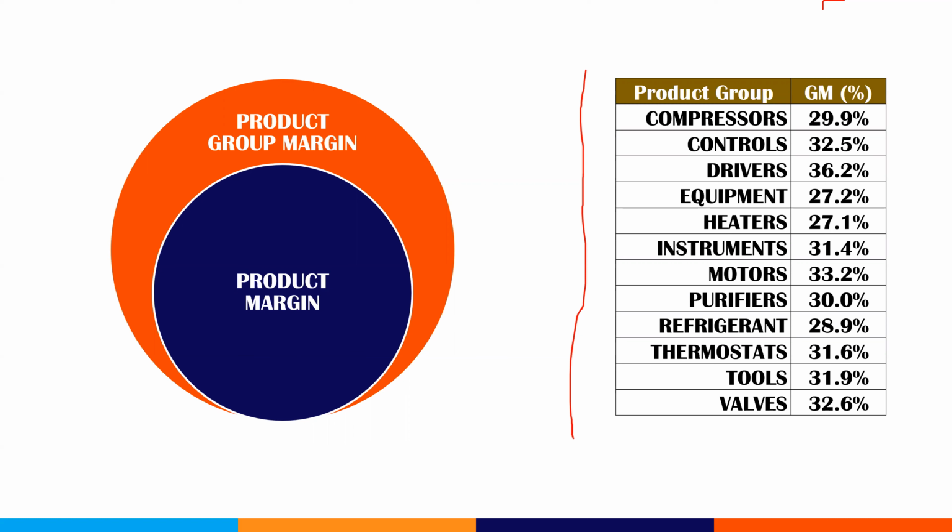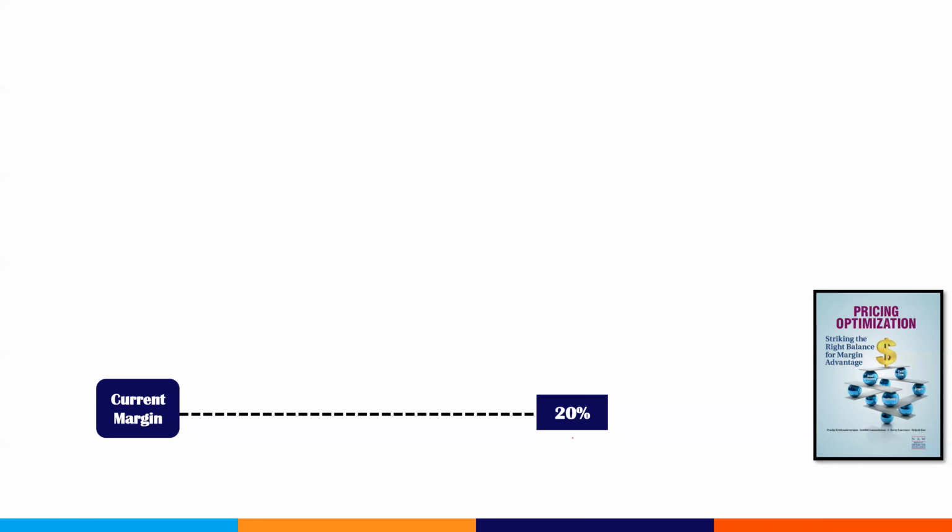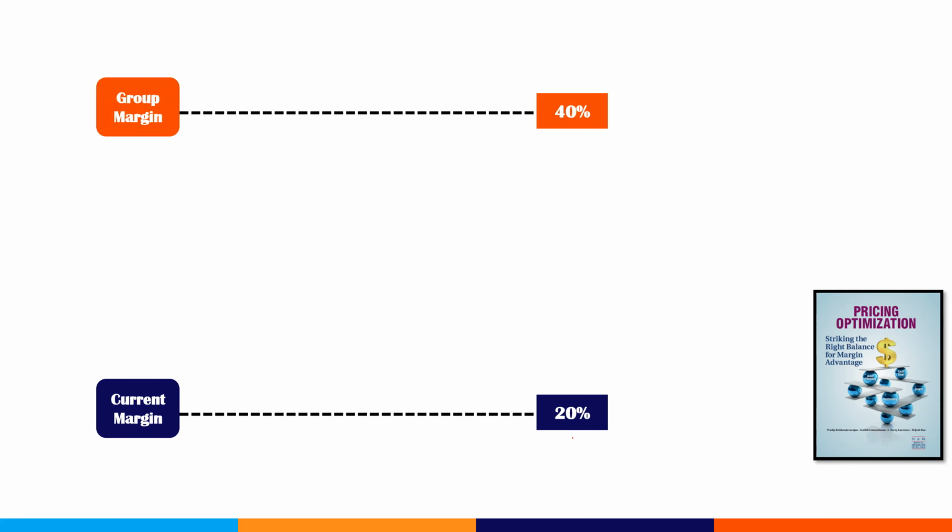Let me show you an example. So here what we have done is, let's assume for one of your SKUs, its current margin is 20%. The group margin, which is the product group margin, whether it is any product category, what is the maximum margin achieved in that category?